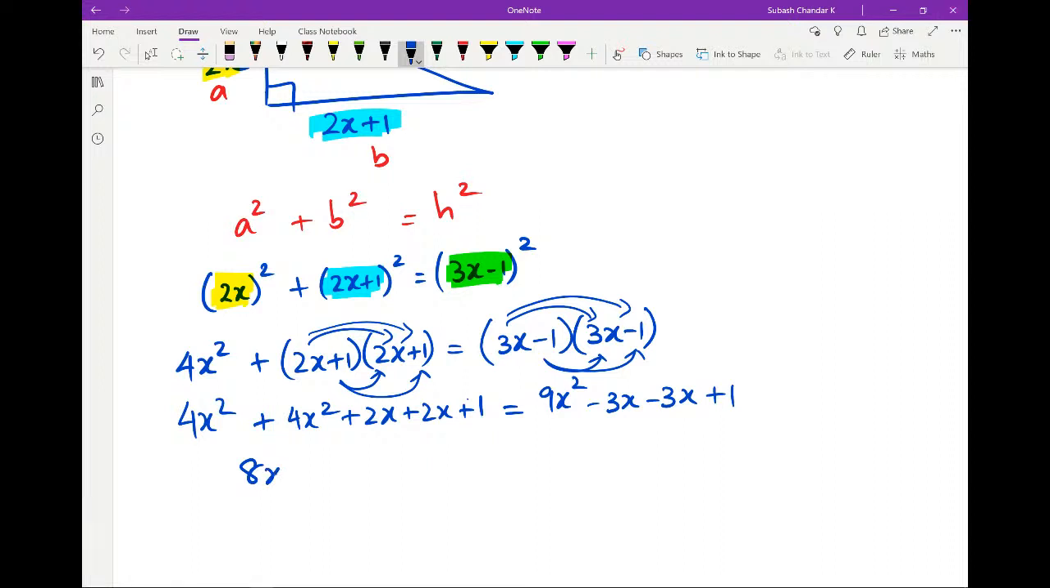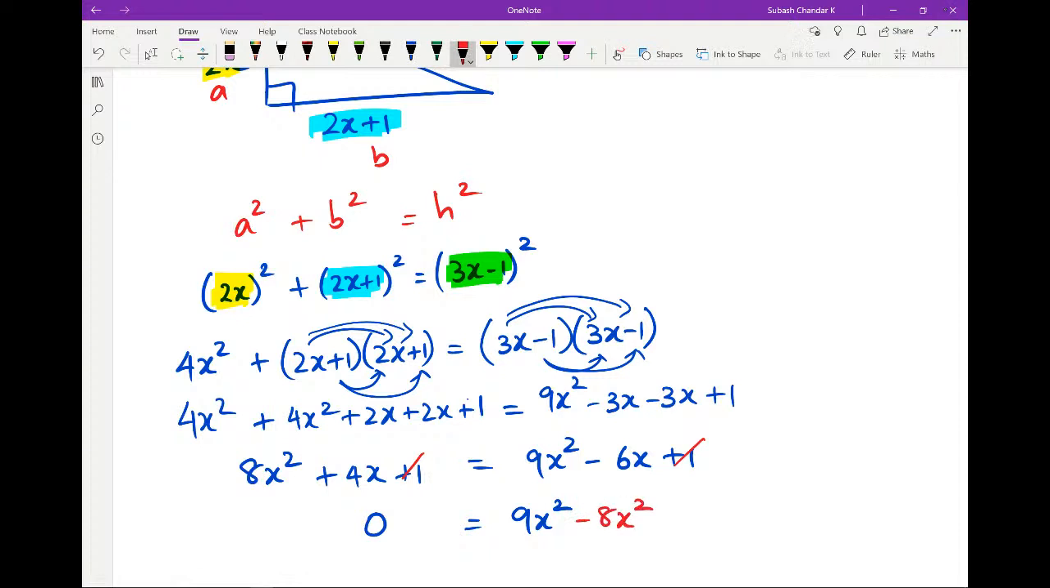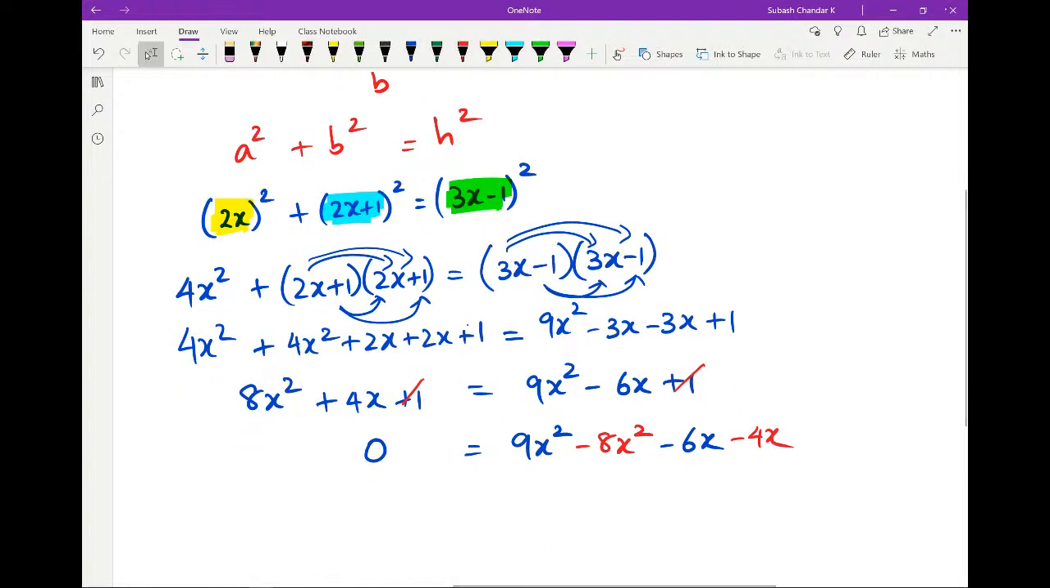So, simplifying the left-hand side, we've got 8x squared plus 4x plus 1 equals 9x squared minus 6x plus 1. Now our 1s disappear because they're positive 1 on both sides. Bring all the x's to the other side, so we've got 9x squared. The 8x squared when it comes to the right-hand side is minus 8x squared, and we still have negative 6x. And when we bring 4x to the other side, it's negative 4x. And so what we have is 0 is equal to x squared minus 10x.